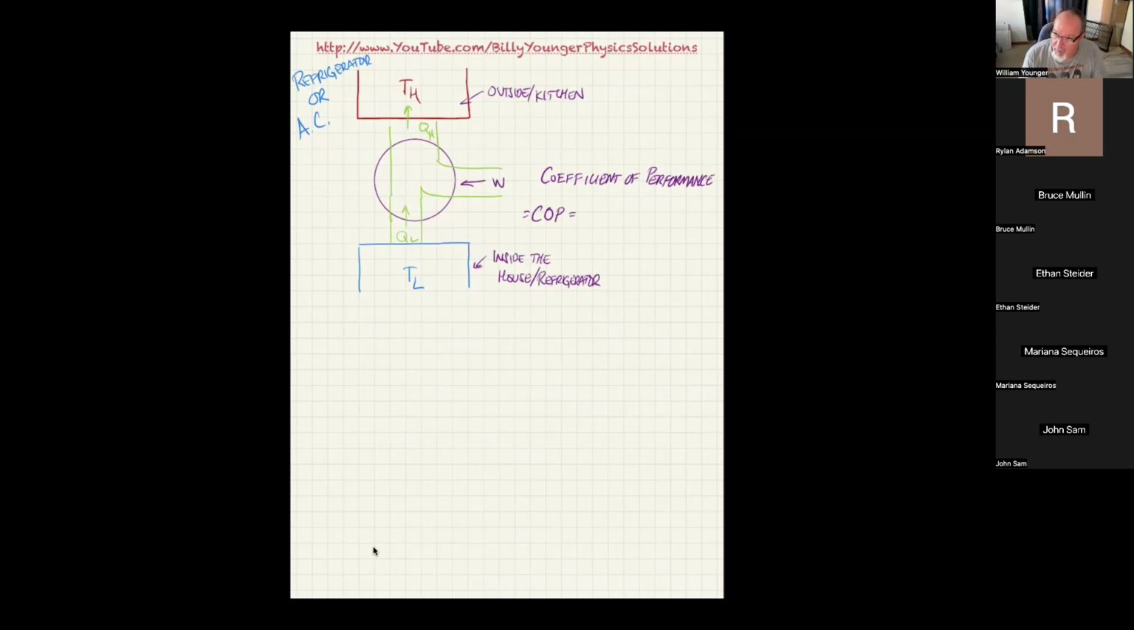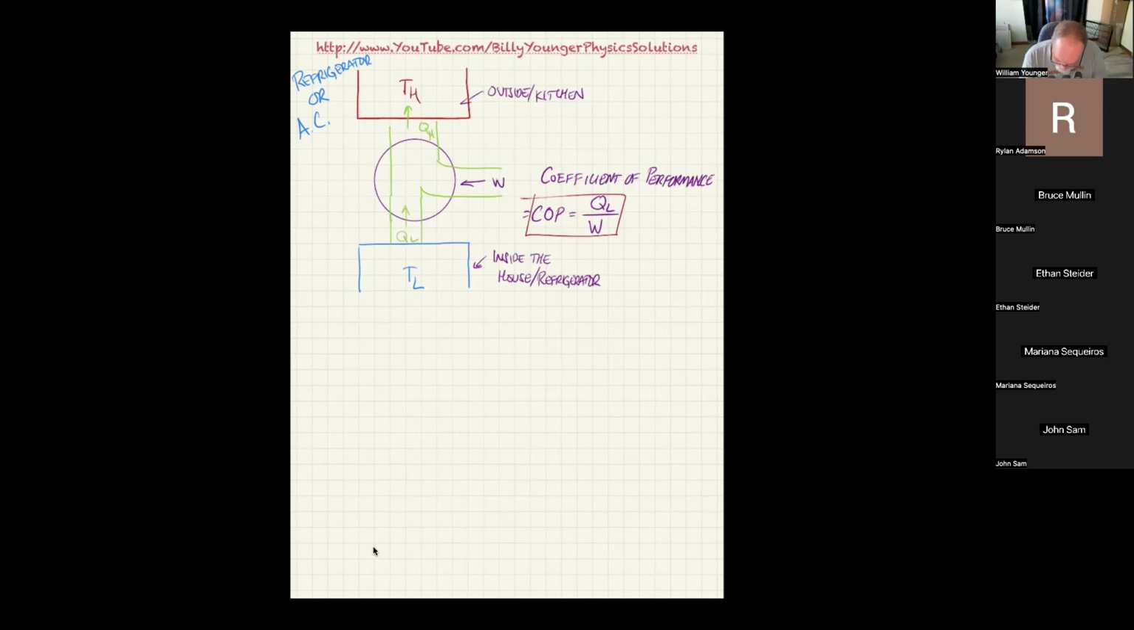And what that is, is what you get divided by what you pay for again. So it's the same little paradigm I'm using before, but what you get is the amount of heat pulled out of the cold environment. So that's going to be QL over what you pay for, which is the W that you have to put in. So that is the coefficient of performance that we're going to be able to calculate, and that I want you guys to be able to calculate.